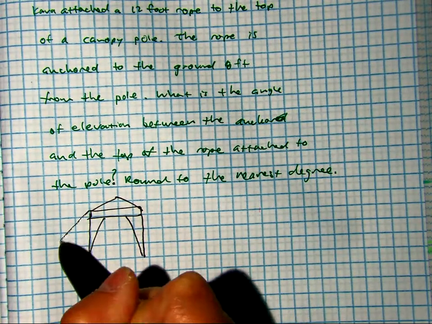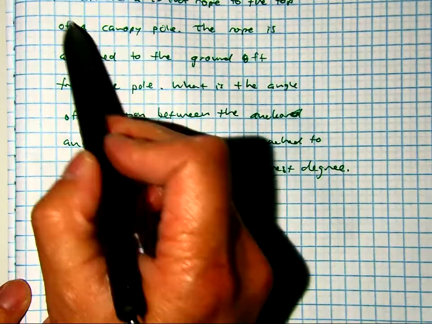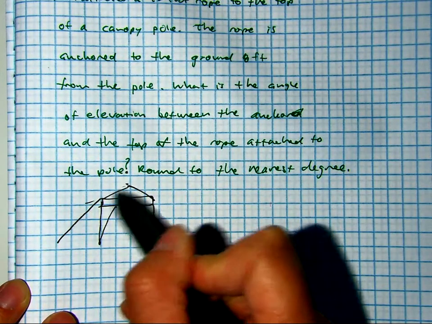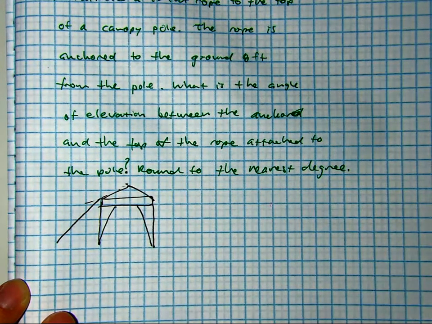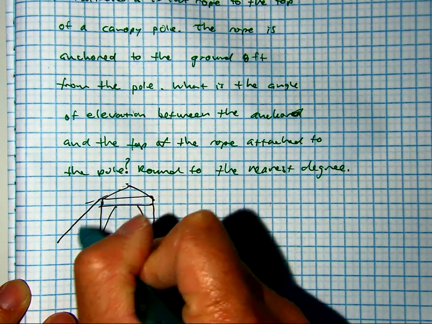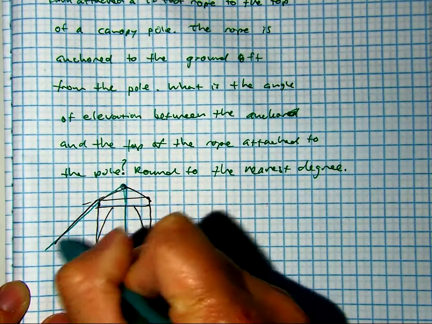So now here's my triangle. It says Kara attached a 12-foot rope to the top. I'm trying to make a triangle, so I don't want to put it here, because it would actually be put here, but then my triangle would be kind of inside, something like this.